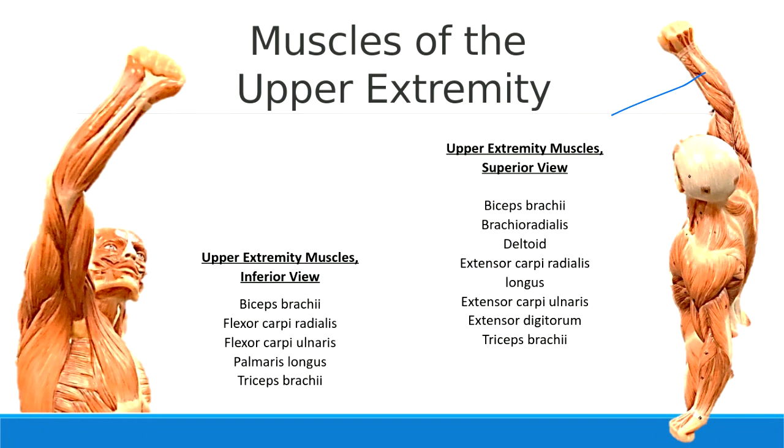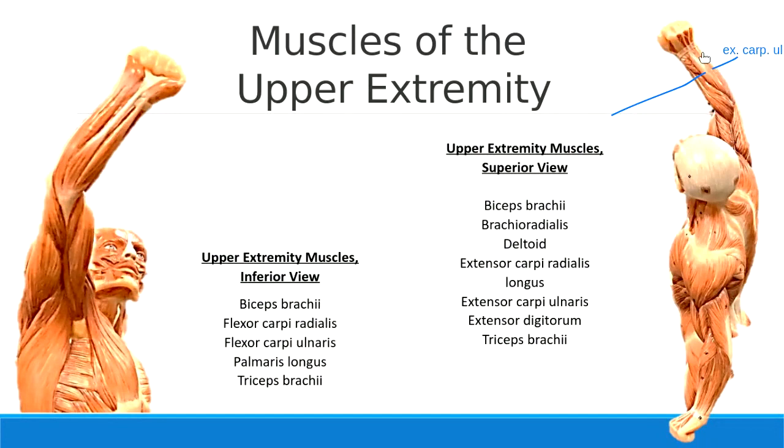So I zoomed in here. Right along the very edge. So the big one is extensor digitorum. Next to that would be my, I'm going to abbreviate here, extensor carpi ulnaris. Extensor carpi ulnaris on the ulna side over here. So this little muscle that I kind of see here, extensor carpi ulnaris.